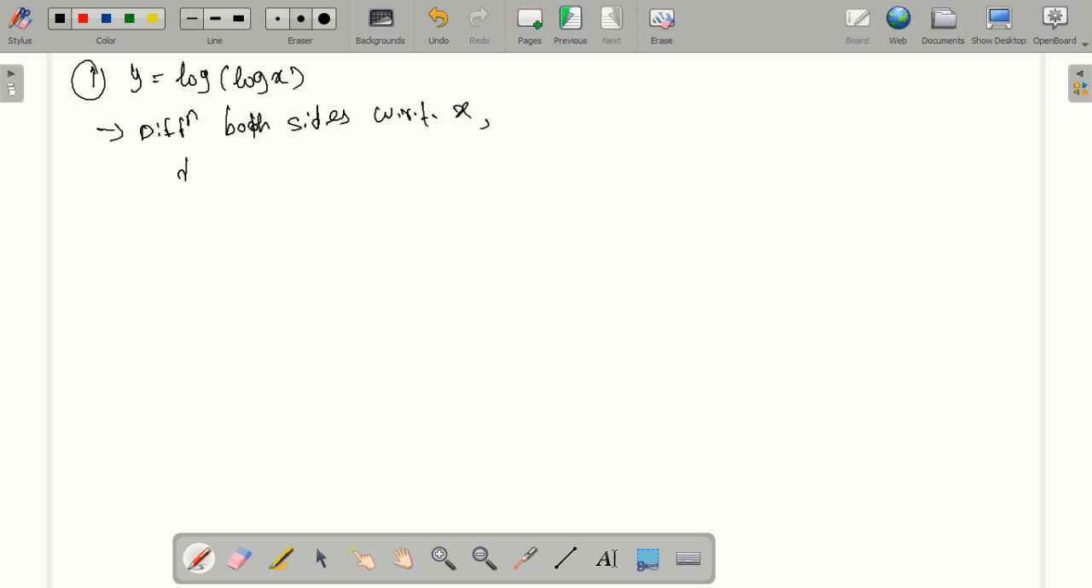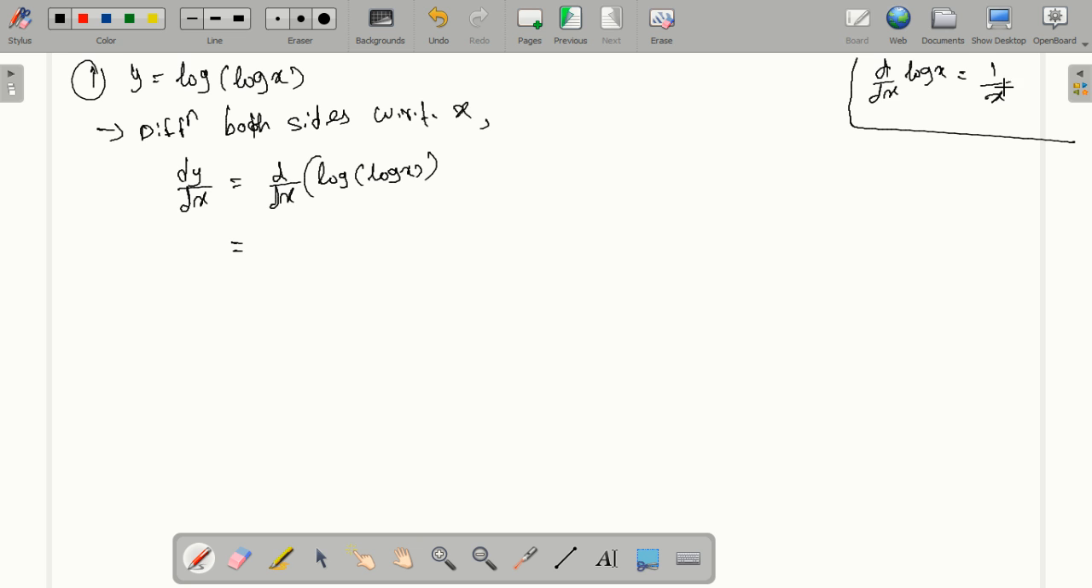How will this look? dy by dx is equal to d by dx of log log x, right? This is how it will look. And we know that the standard derivative d by dx of log x is 1 upon x, right? But in our case, x is nothing but log x. So the derivative will be 1 upon log x, right? Remember that as the x is log x, or rather a composite function of x, you need to again take the derivative of log x.